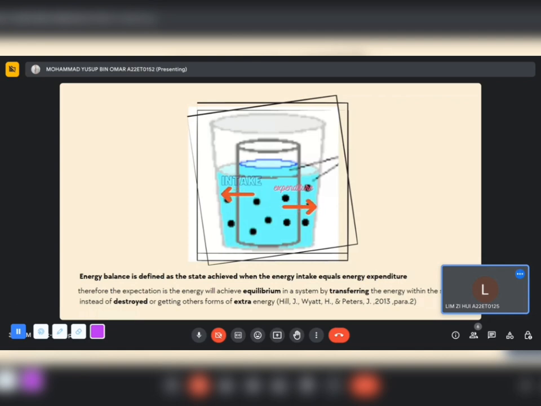So in this experiment it is considered an energy balance, because in this system the hot water will transfer the energy towards the cold water. The amount of energy the hot water transfers is the same as the cold water will receive. So they will achieve energy balance, meaning that energy balance is defined as the state achieved when the energy intake equals energy expenditure. Therefore, the expectation is the energy will achieve equilibrium in a system by transferring the energy within the system instead of destroying it or getting other forms of extra energy.